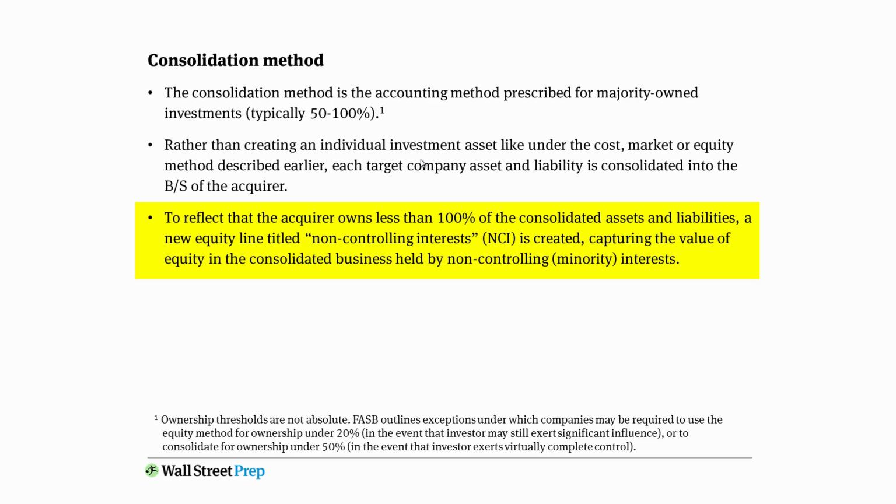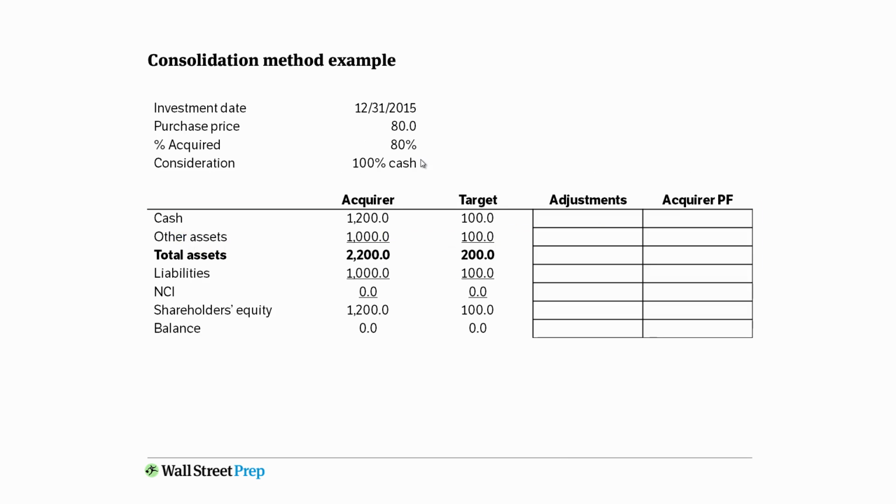To account for that, a new equity line item titled non-controlling interest is created in the consolidated balance sheet, which captures the value of equity in the consolidated business that's not owned by you as the owner of the common equity, but by the non-controlling minority interests in the business. If you say you own 70% of the business, the folks that own the remaining 30% of the business that is now being consolidated are now minority or non-controlling interests in a consolidated business.